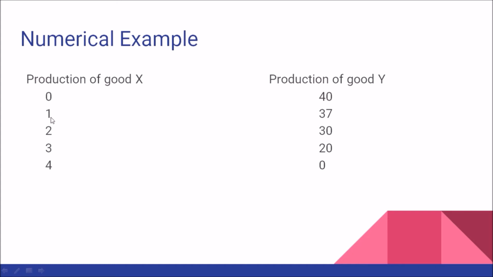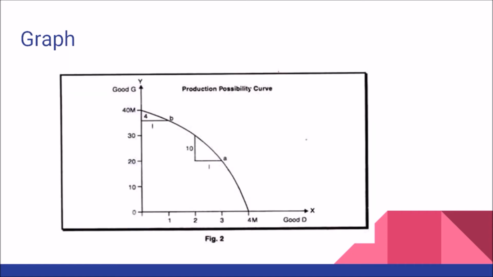That is because the economy has a limited amount of resources. The resources are fully and efficiently used, we have assumed. Therefore, the production of one good cannot be increased without decreasing the production of the other good of the economy. So you can see when good X is 0 units, the production of Y is 40 units.